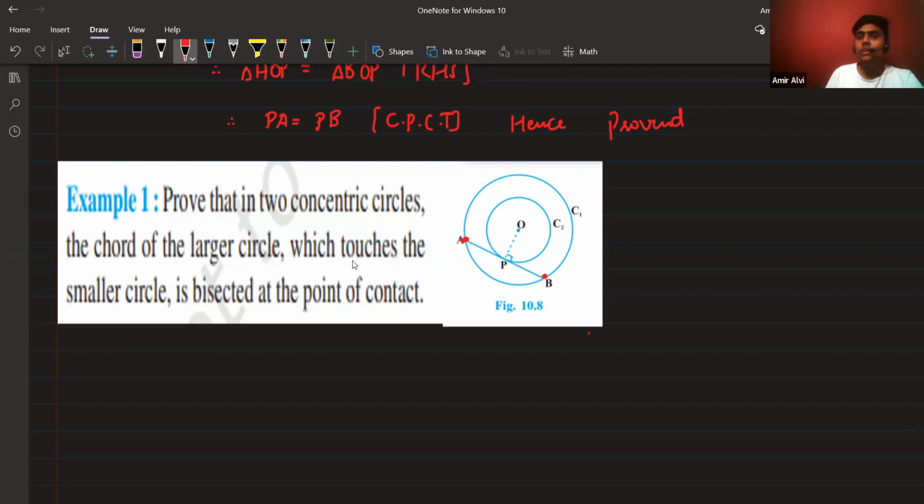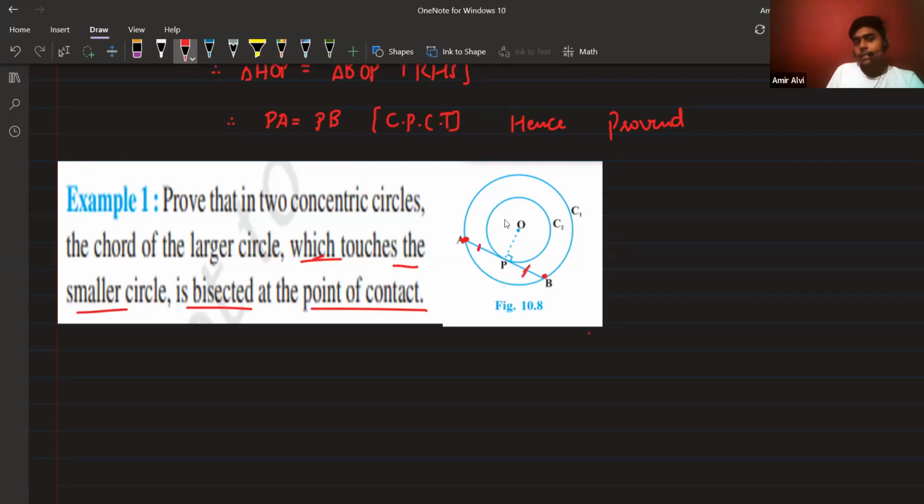Yes, sir. So it's given in the question, everybody. First unmute yourself, everybody, so that you can answer me properly in the class. And it's saying that the chord which touches the smaller circle is bisected at the point of contact. It means that we need to show that AP is equal to PB. Clear, got it? Yes, sir.